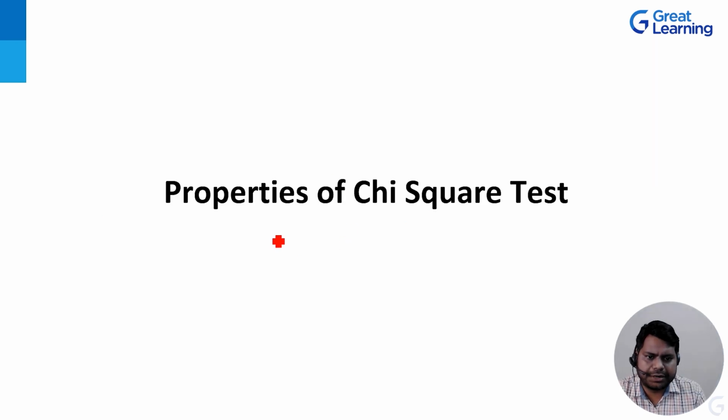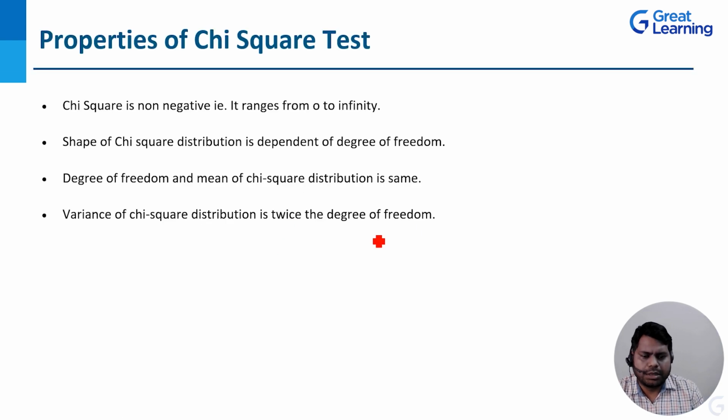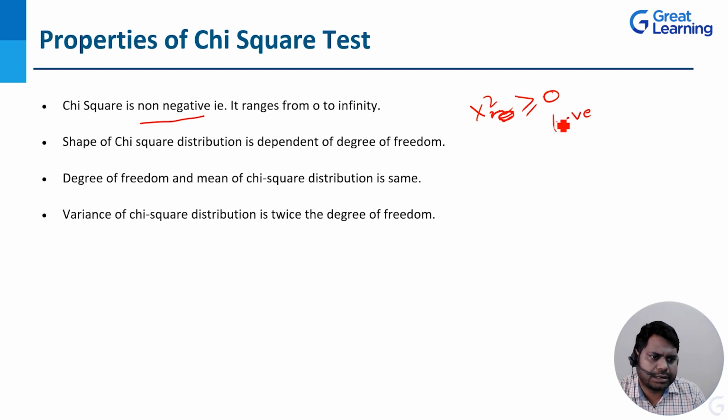Now let's move on to our next topic, that is properties of chi-square test. The first property says that chi-square value is non-negative. So we can say that x square should always be greater than or equal to 0. It cannot be a negative number. So this is our first property.